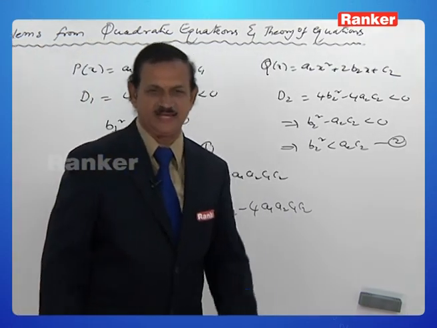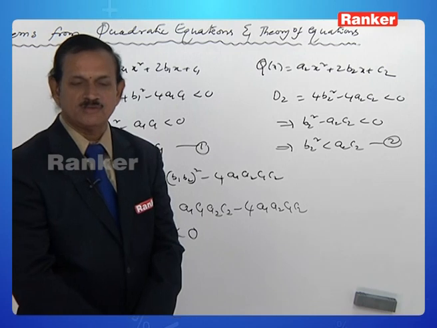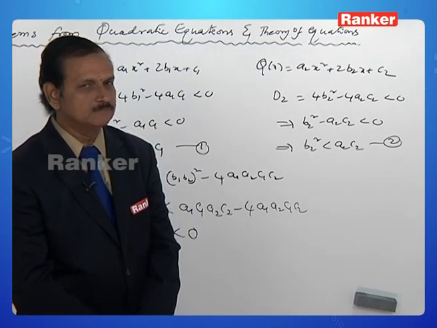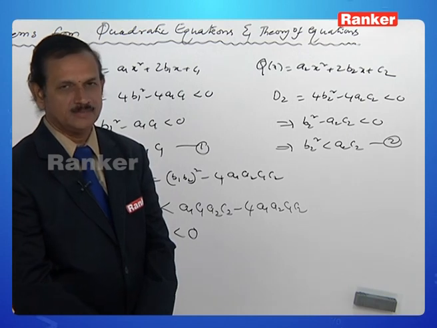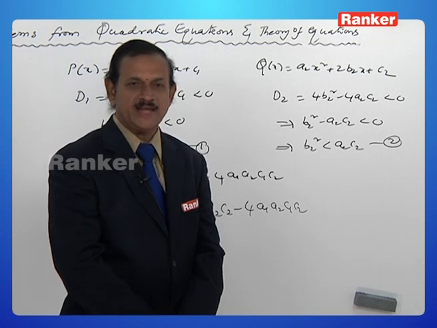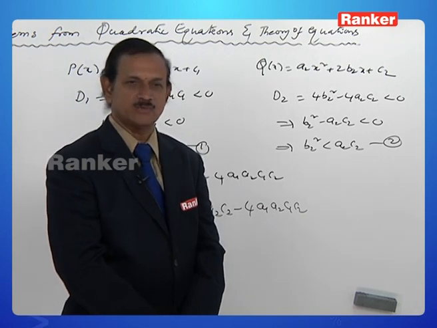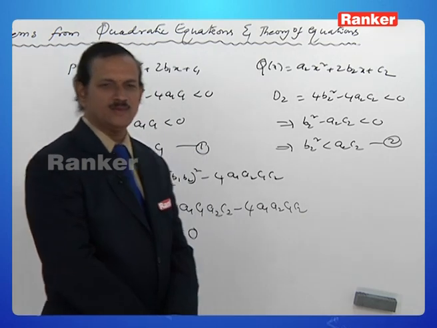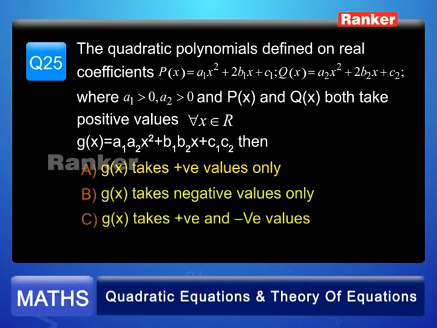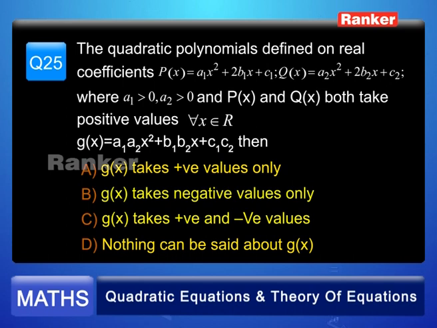What can you say? We say that g of x also takes positive values only. That is option A. Of course, in the question about a1 and a2, it has been given that both a1 and a2 are positive. That is why a1 a2 is also positive. Therefore, g of x is supposed to take all positive values of x only. Therefore, what is the right option? A.